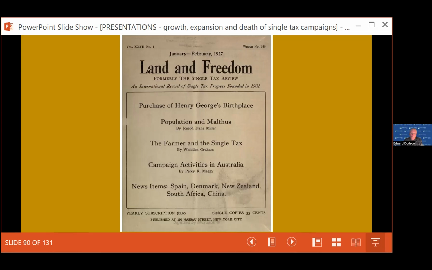And in its pages, it highlighted what was a diminishing level of action around the country during 1927. Optimistically, monthly meetings were being held in New York City and in some other cities. And this was reported in the January-February 1927 issue of Land and Freedom. They wrote this.